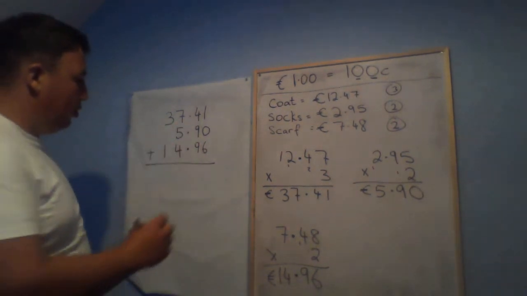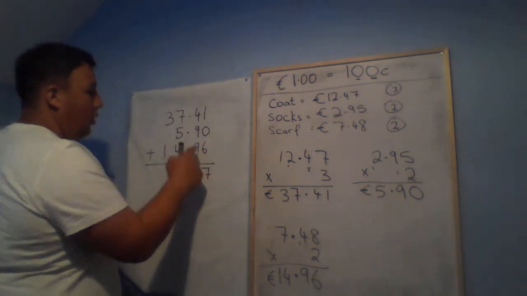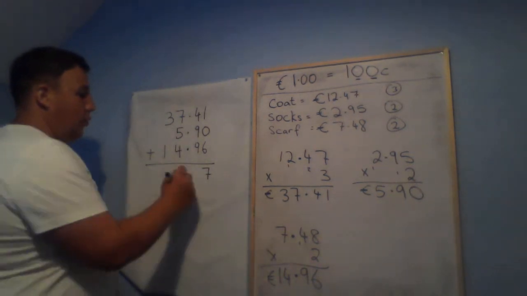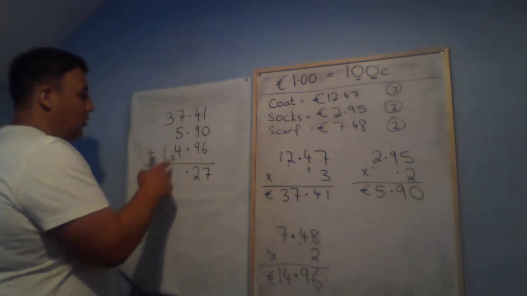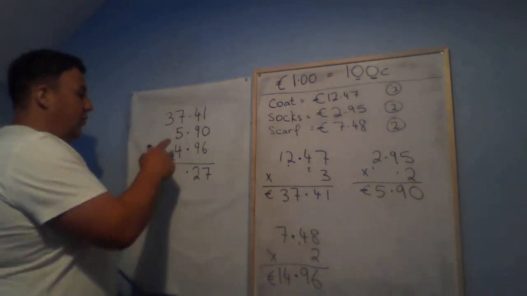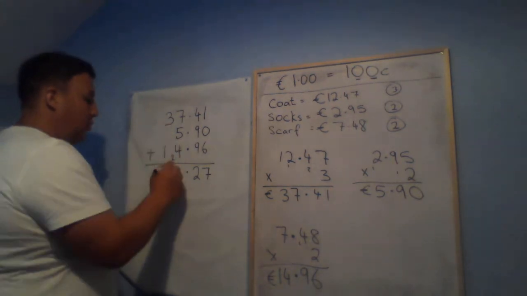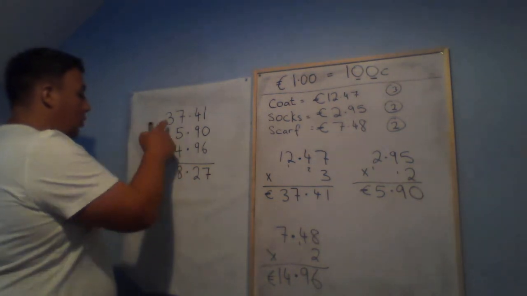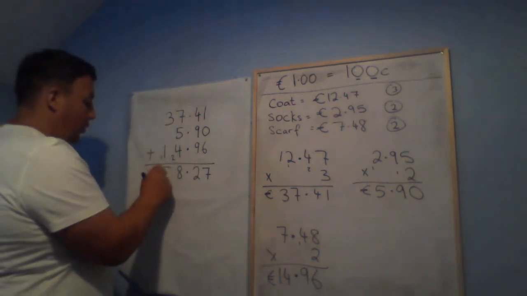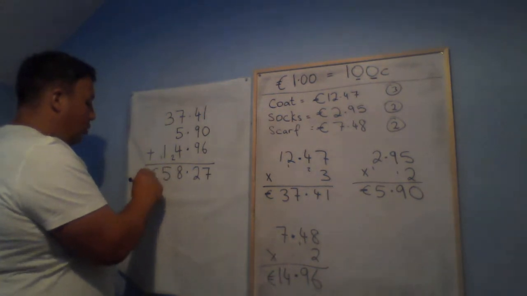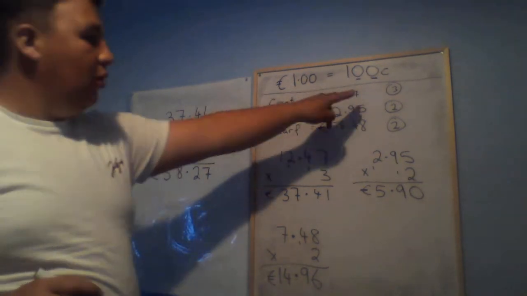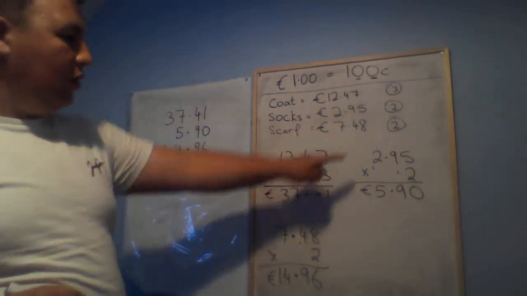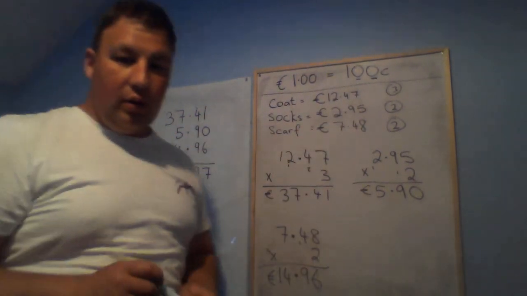1 and 6 is 7. 9 and 9 is 18. 4 is 22. We've reached 2 places. 2 and 4 is 6. Plus 5 is 11. Plus 7 is 18. 3 and 1 is 4. Plus 1 is 5. So this is our total answer then. That's how much it cost us to buy our 3 coats, 2 pairs of socks, and 2 scarves.